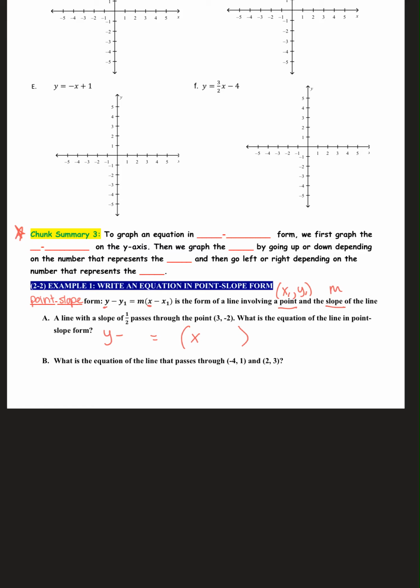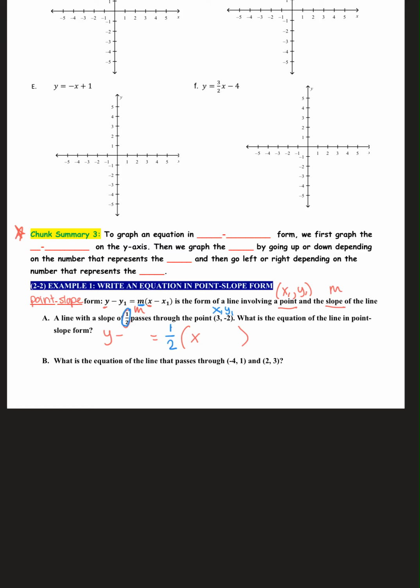Okay, so I see that a line has a slope of 1/2. That's my m. So I'm going to put 1/2 where m goes in point-slope form. It always goes in front of the parentheses, so I put 1/2 there. Then I have a point 3 comma -2. So I see 3, that's an x coordinate, and -2, that's a y coordinate. So this is x1 and y1.